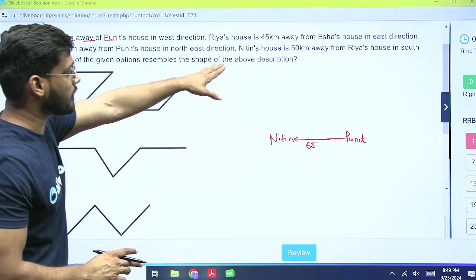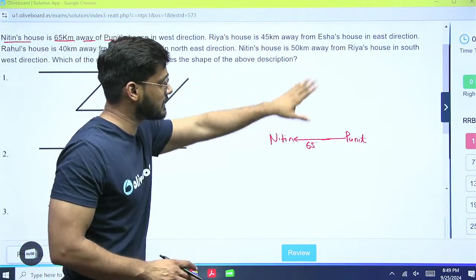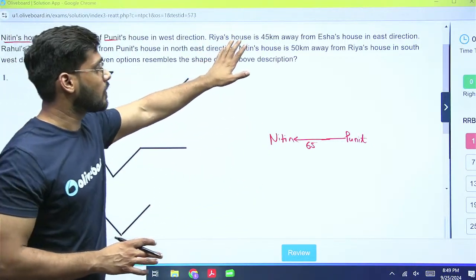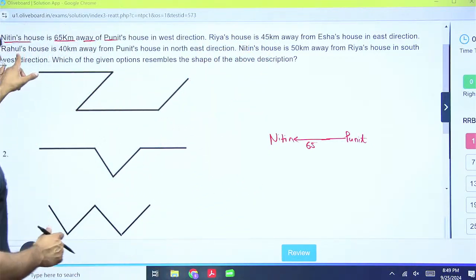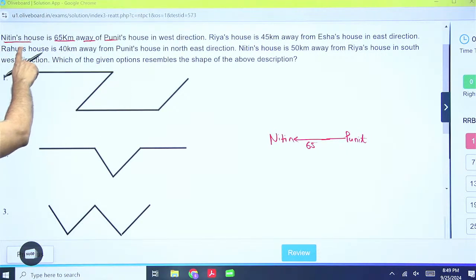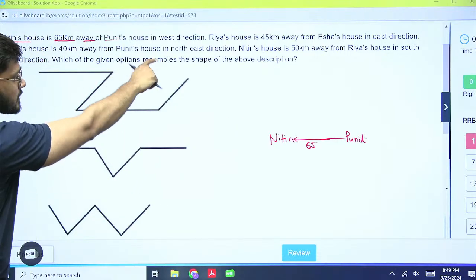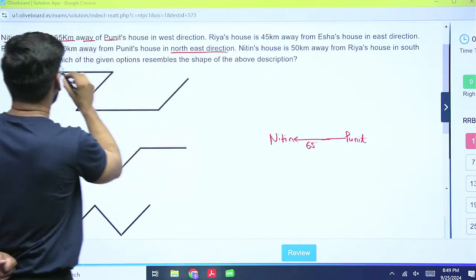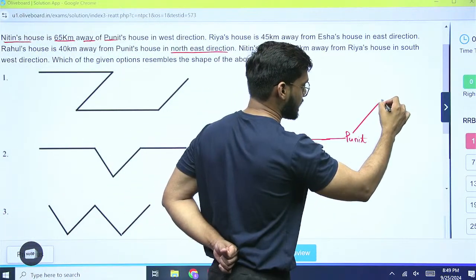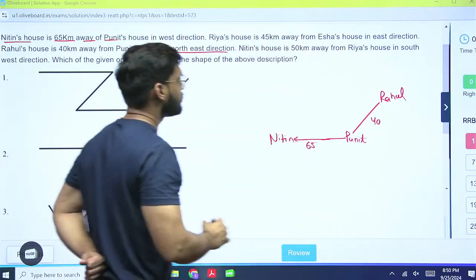Ria's house is 45 km away from Isha's house in each direction. We cannot fix Ria and Isha with respect to Puneet and Nitin, so we have to keep a hold on that line. Next, Rahul's house is 40 km away from Puneet's house. We have Puneet, and we can fix Rahul. In which direction? In the northeast direction. So Rahul will go northeast of Puneet and 40 km away. Like this, Rahul, and 40 km away from Puneet.